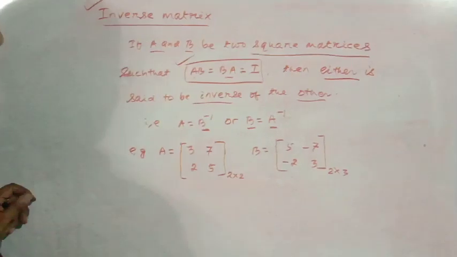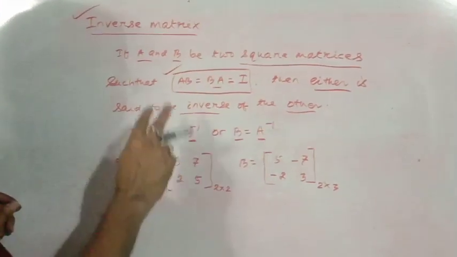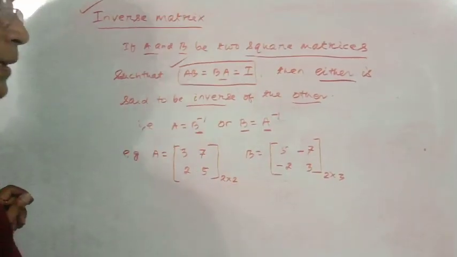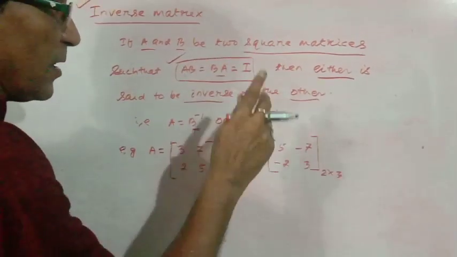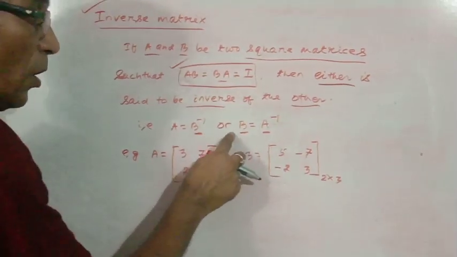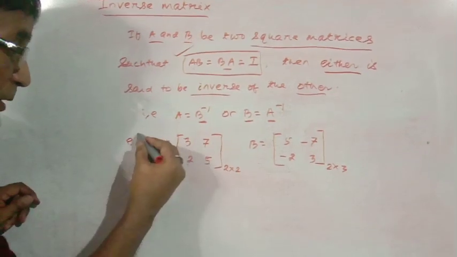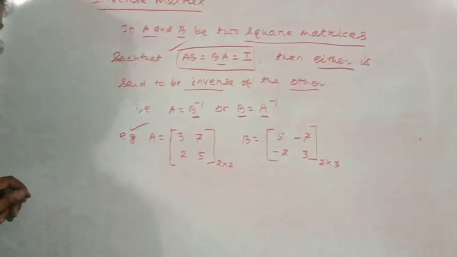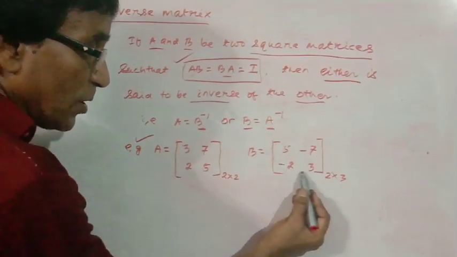Once again I am telling you that if A and B are two square matrices satisfying the condition that AB is equal to BA is equal to I, then always we can say either is the inverse matrix of the other, that means A is equal to B inverse or B is equal to A inverse. So for example, here we take A as the matrix 3, 7, 2, 5, which is a 2 cross 2 matrix, and B as the matrix 5, minus 7, minus 2, 3.